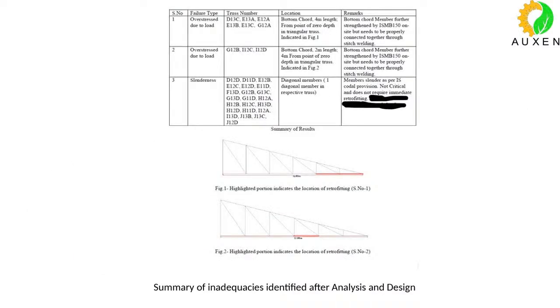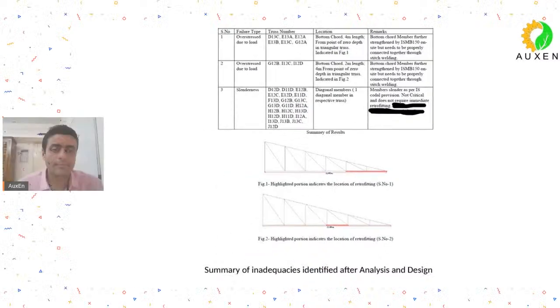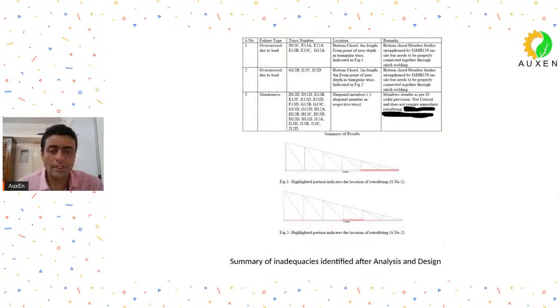And after making the model, we presented this deficiency report, wherein we tried to highlight the members which were not passing or deficient. And see, deficiency, it does not mean it is always failing. Deficiency means it is not safe, it is not passing the codal provisions.